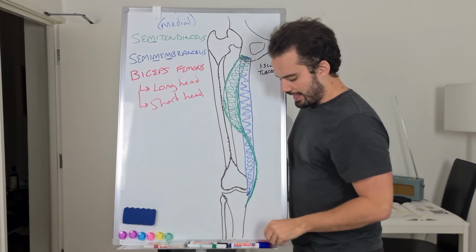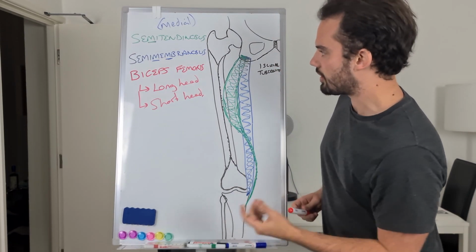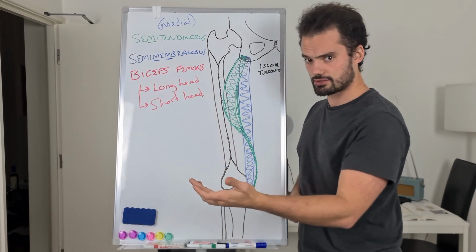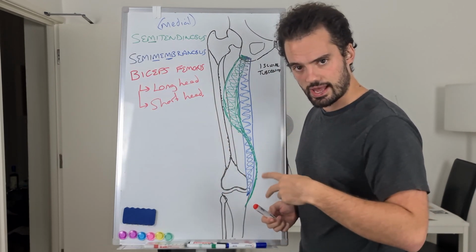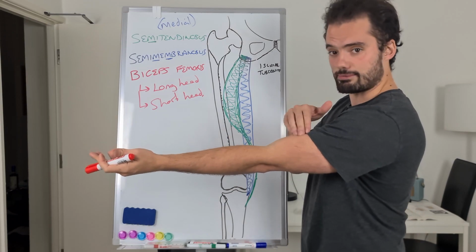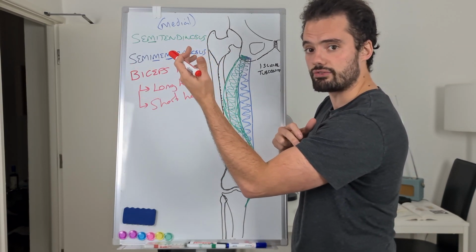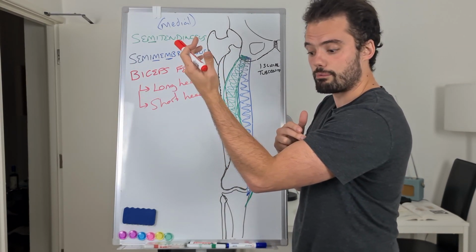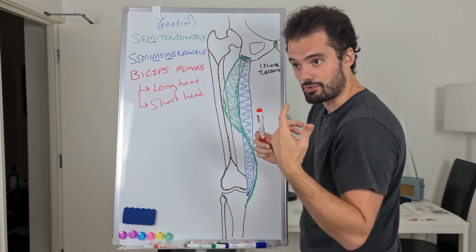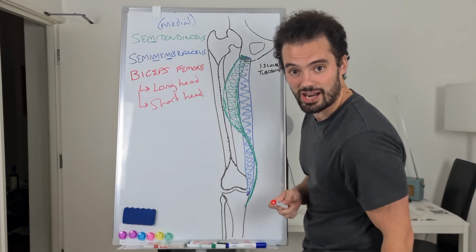Okay, and then last but not least, we've got biceps femoris. So, biceps femoris, obviously biceps means two heads, yeah? In the same way that biceps brachii is the two-headed muscle of the upper limb, which flexes the elbow, biceps femoris is the exact equivalent in the lower limb, isn't it?